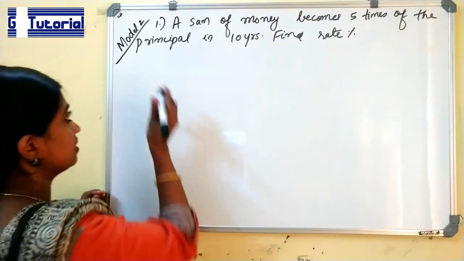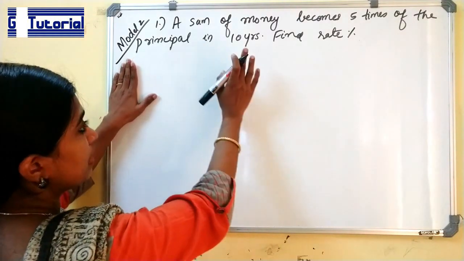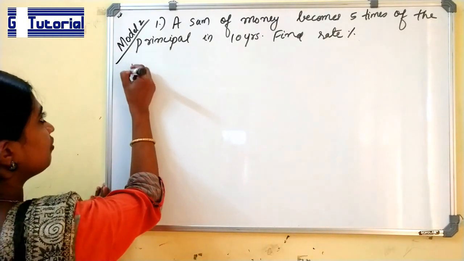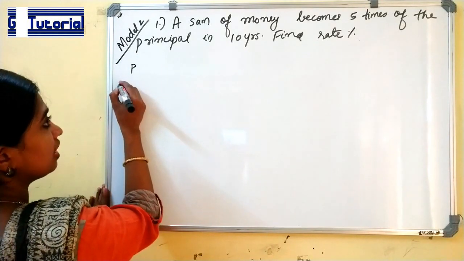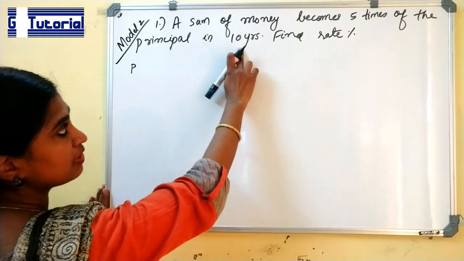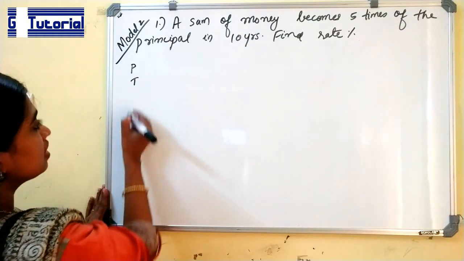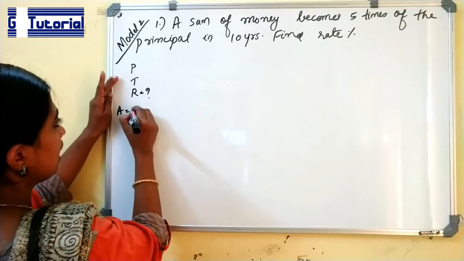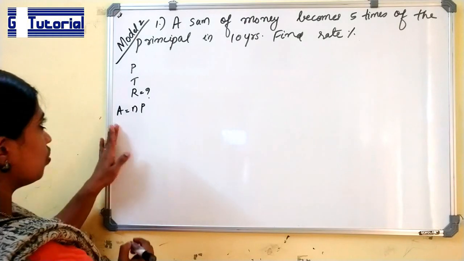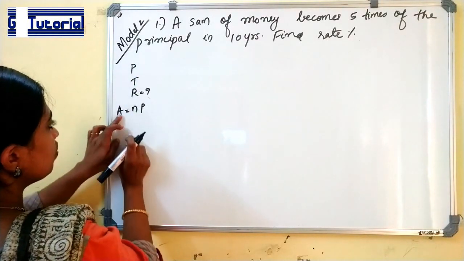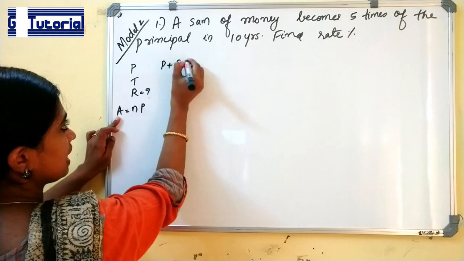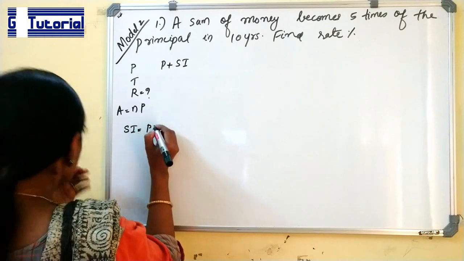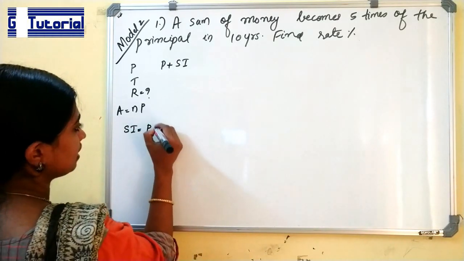You studied only that. It is given that a sum of money becomes 5 times. Let us take it as n times. A sum of money becomes n times. So if P is a principal, after some time, we are given the time t years. We have to find the rate. Rate is unknown, and the amount will turn to n times the principal. So amount is equal to principal plus SI. But we know only the formula of SI. SI is equal to PRT by 100.